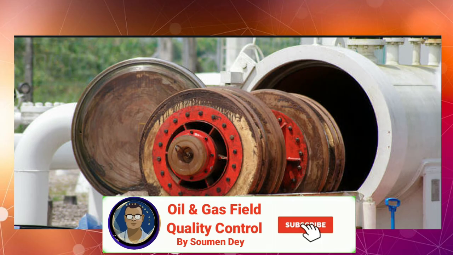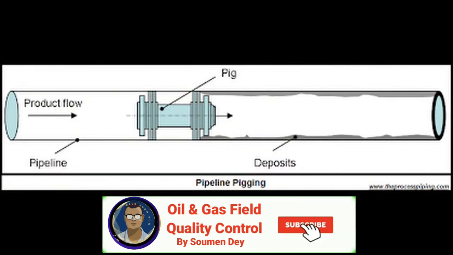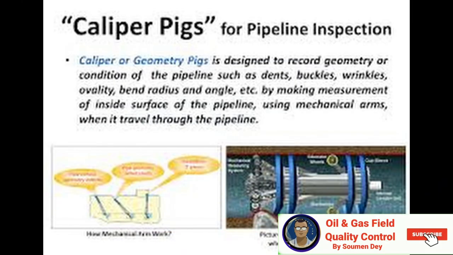Let us see some uses of pig or scraper. The first important purpose is to clean pipeline internally and to gauge the pipeline. Pigging is used to clean large as well as smaller diameter pipelines in the oil and gas industry. Pipeline pigging can be used for almost any section of the transfer process. Pipeline intelligent pigging or caliper survey.